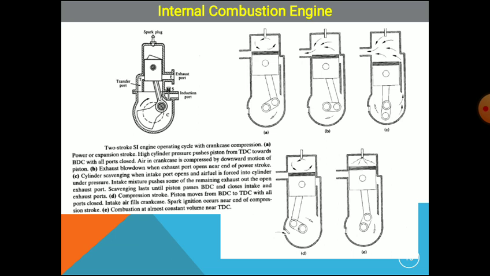The intake mixture pushes some of the remaining exhaust gases out through the open exhaust ports. That is called the scavenging effect. The scavenging lasts until the piston passes the bottom dead center and closes the intake and exhaust ports. Next, figure D is about the compression stroke. The piston moves from bottom dead center to top dead center with all ports closed. And the last figure, E, is regarding the combustion at almost constant volume near top dead center.